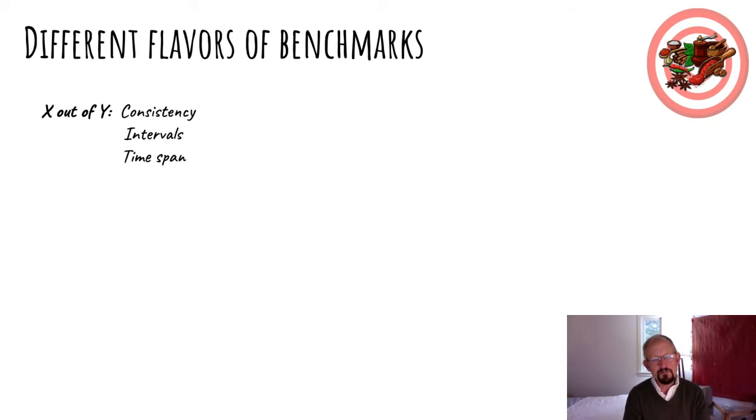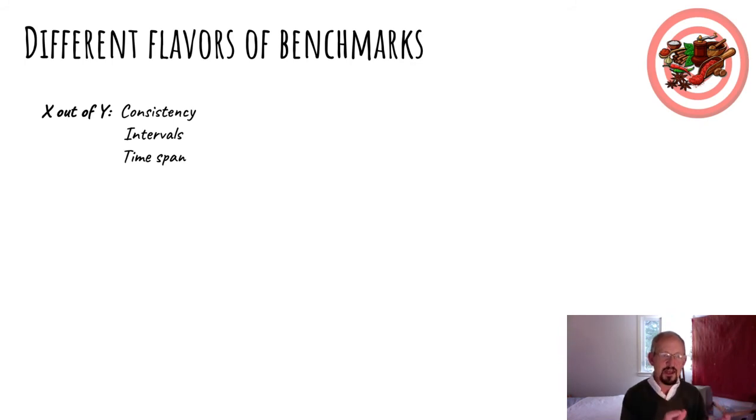So a common type of benchmark is a kind of an X out of Y, right? And what X out of Y type benchmarks are really doing is they're spelling out something about the consistency with which we expect students to do something. So if I say, you know, I want a child to read at least 45 words per minute in 3 out of 5 opportunities, or I want them to be able to walk at least 2 feet independently in 4 out of 5 opportunities, right?